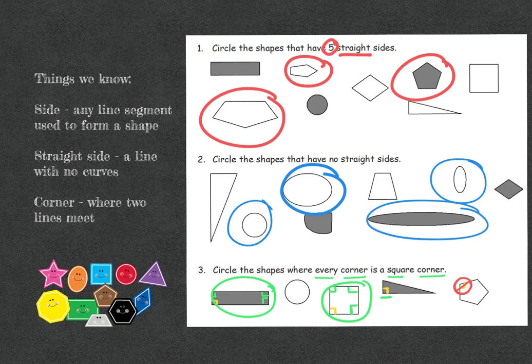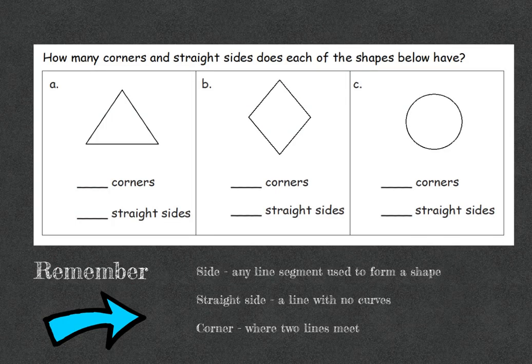Let's see if we can identify some shapes in a little bit different ways. In this example, we are asking how many corners and straight sides does each of the shapes below have? Remember to use what we know about a side, a straight side, and a corner to answer the question.